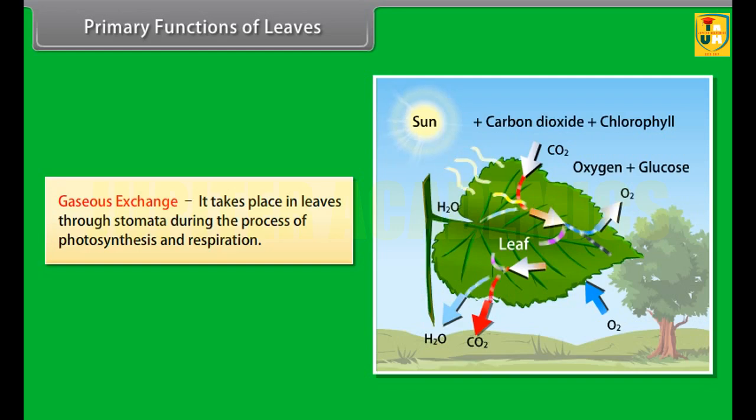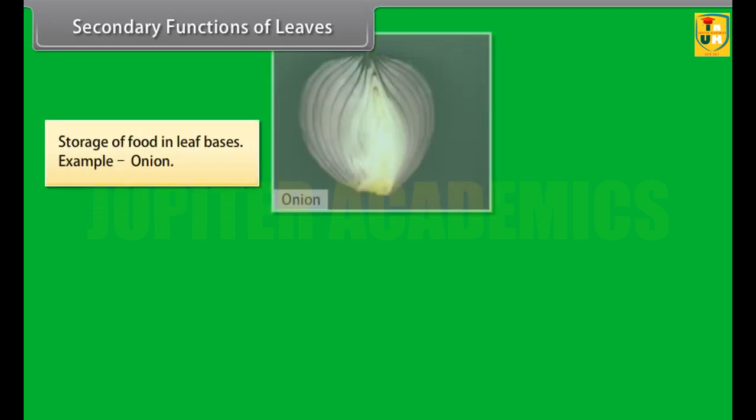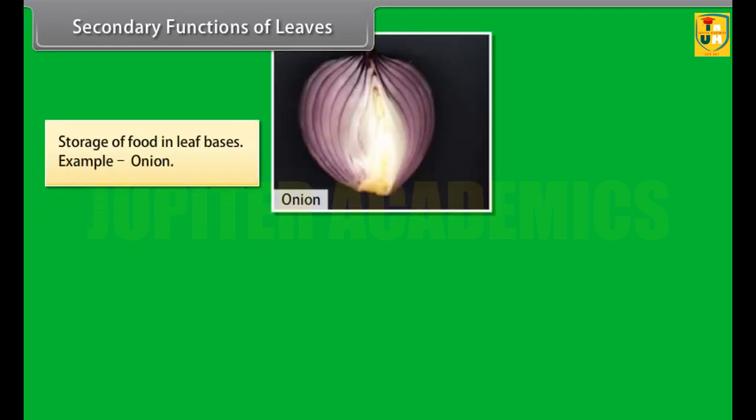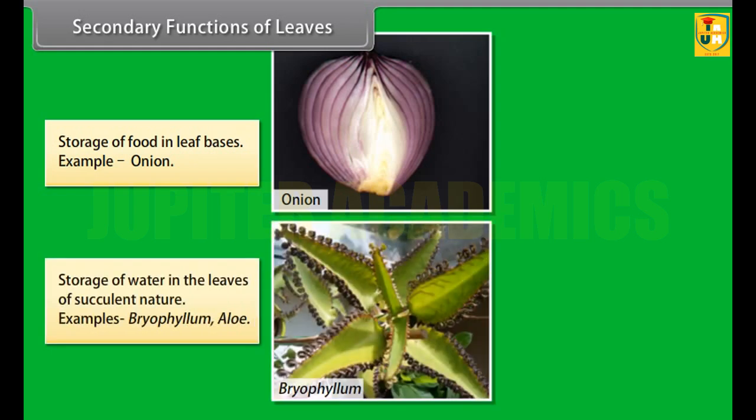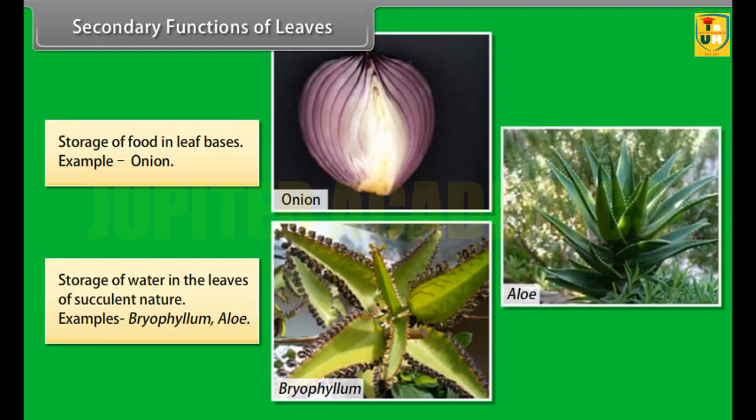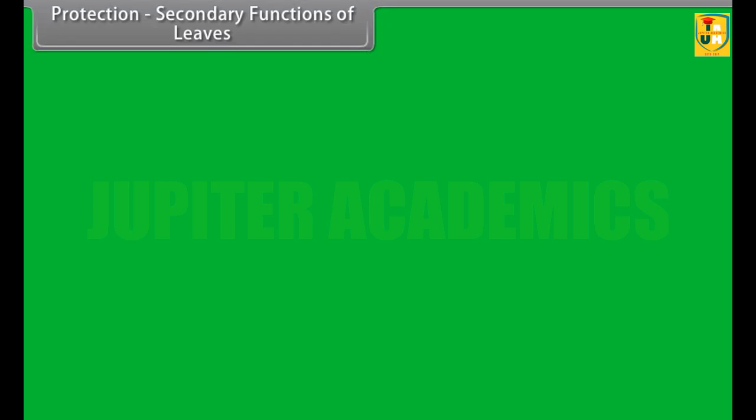Gaseous exchange. It takes place in leaves through stomata during the process of photosynthesis and respiration. Secondary functions of leaves. Storage of food in leaf bases. Example, onion. Storage of water in the leaves of succulent nature. Example, Bryophyllum, Aloe. Protection.